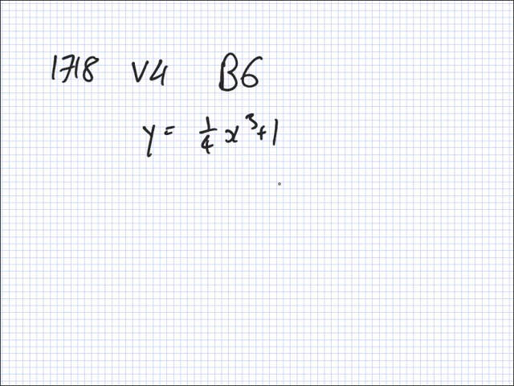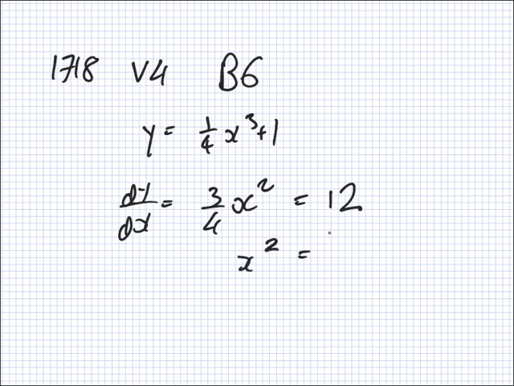Right, so for this one here, they want to know where the slope is 12. How do you find the slope? Derivative, yeah. So what's the derivative here? It's 3/4 x squared. That should equal 12, they say. So if I divide both sides by 3, this becomes 4. And then I multiply both sides by 4, I get 16. So in other words, I bring the 4 up and the 3 down. So there's my answer, x plus or minus 4 are the 2 answers.